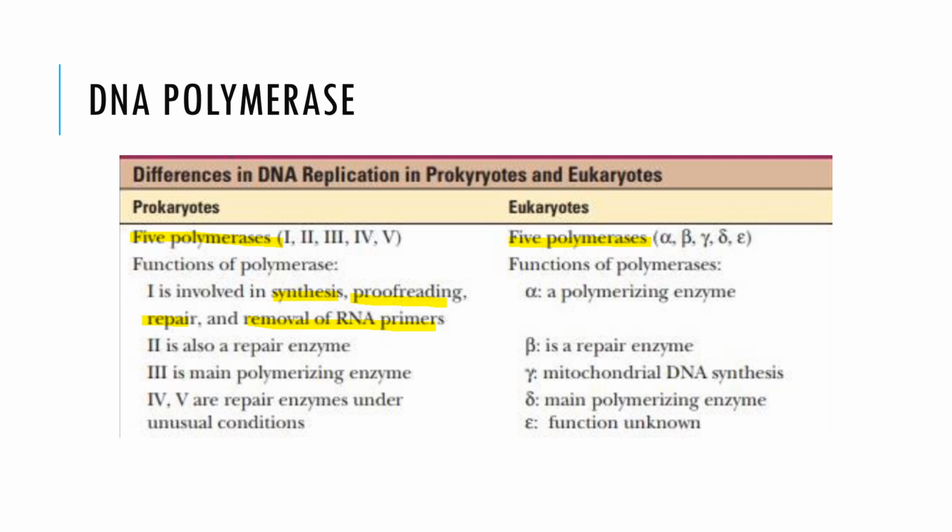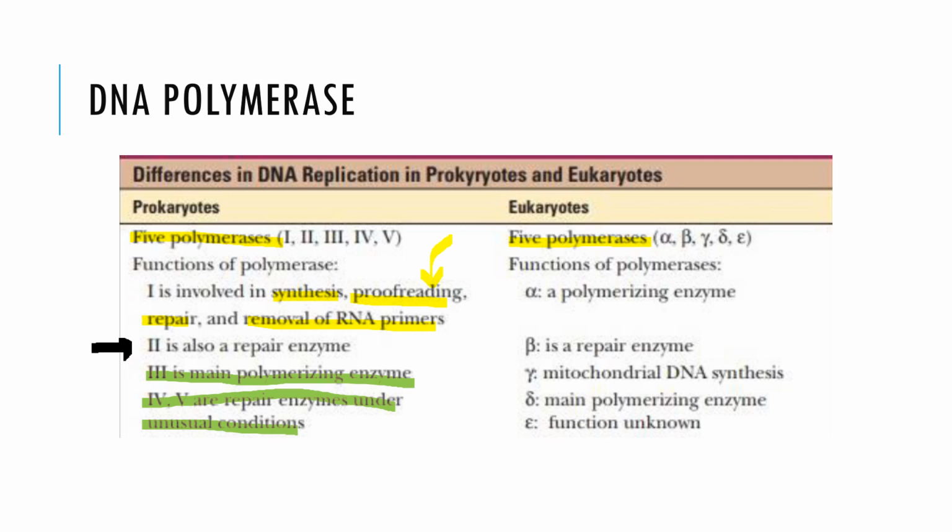And if there is a mistake, this mistake can be proofread by DNA polymerase 1 also. Okay, and it has repair property also. Next is polymerase 2. Polymerase 2 is also a repair enzyme. So during the process of DNA replication, the actual DNA polymerase is polymerase 3. It is written that polymerase 3 is the main polymerizing enzyme, and polymerase 4 and 5 are the repair enzymes under unusual conditions.